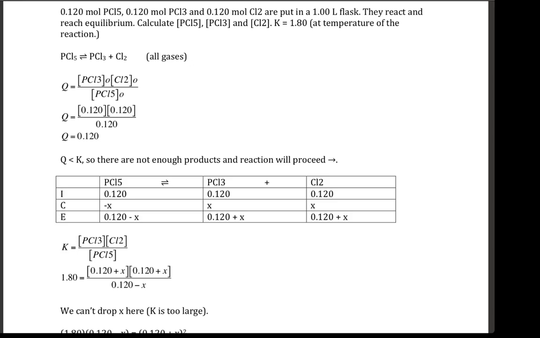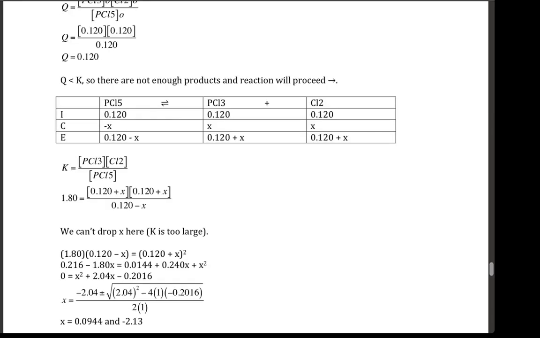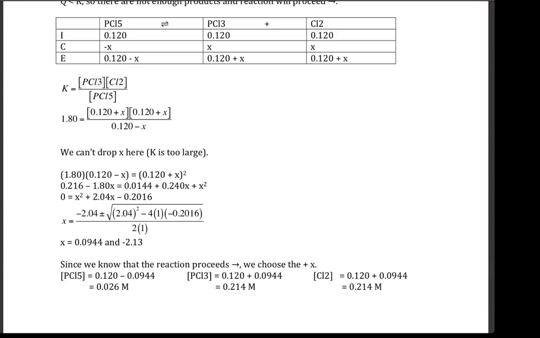Now, in this case, we cannot drop X because K is big. K is not something like 10 to the minus 3, 10 to the minus 5, or smaller. It's 1.80. So we cannot drop X. Plus, if we dropped X, we'd have no X. So we have to run through all the math.